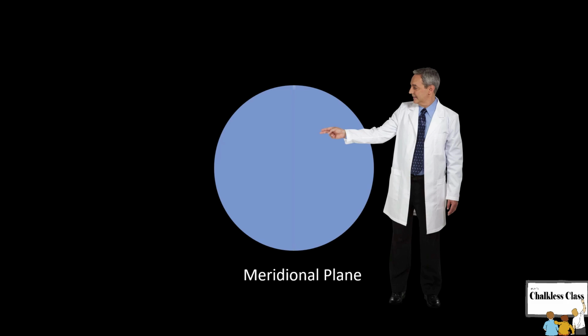In human development, the first cleavage occurs in the meridional plane, producing two equal cells or blastomeres. The second cleavage is an asynchronous division. The two cells do not divide at a time.